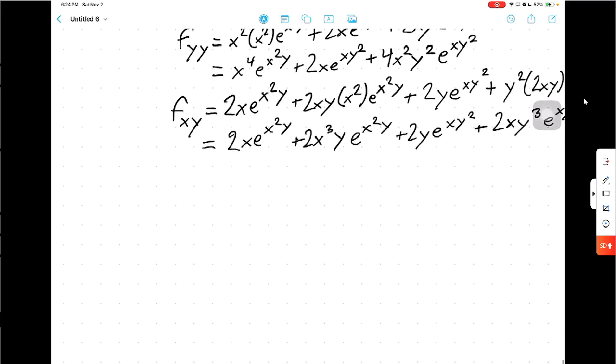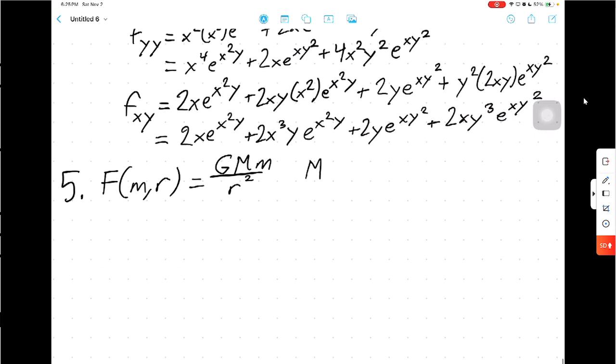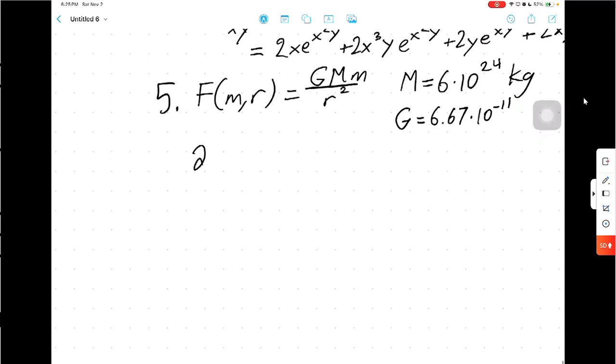All right. 5. Here they give us f of m, r is equal to G m, lowercase m, over r squared. And then we are given values of m, which is 6 times 10 to the 24 kilograms, and G, which is 6.67 times 10 to the negative 11. And then it wants us to find partial of f with respect to m and with respect to r.